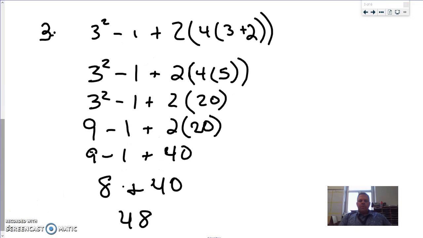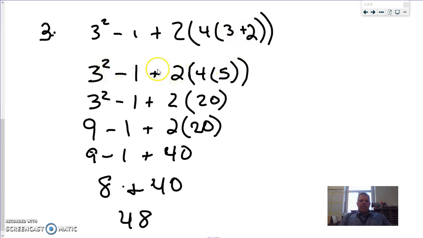Our second example is number 3 in the textbook. It has lots of parentheses. You can see there's a set here that takes this part, and then there's a set here. So there's two sets of parentheses. So the first thing that I must do is the first set of parentheses. And because this is the furthest inside, I must do it first. 3 plus 2 is 5.